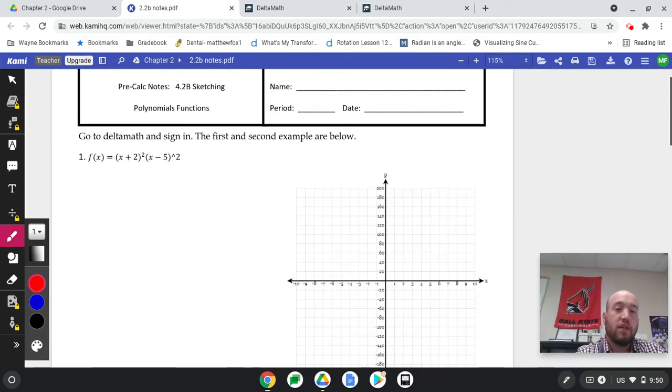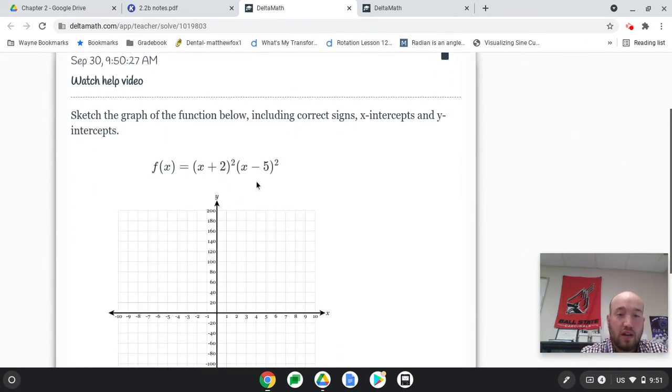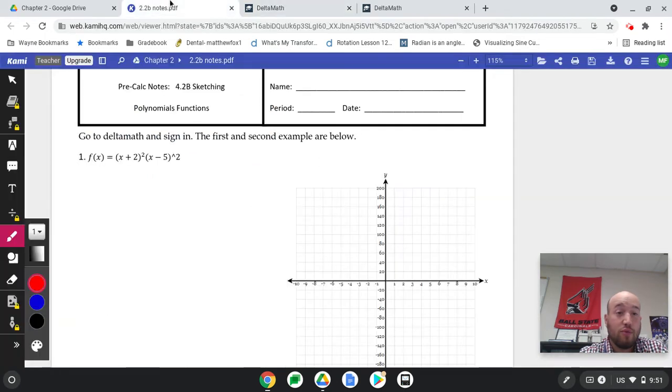Today is our second day of sketching. As you do this, first follow along, we're going to solve this example and then we're going to move into Delta Math. And the assignment today, the first two examples, I gave you guys a specific example. We'll do it together here.